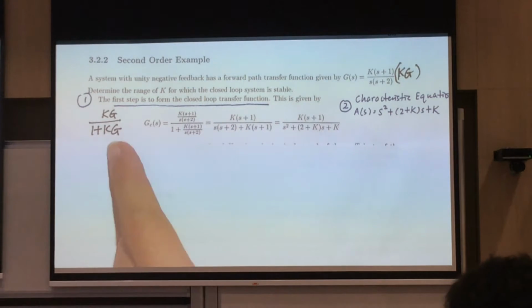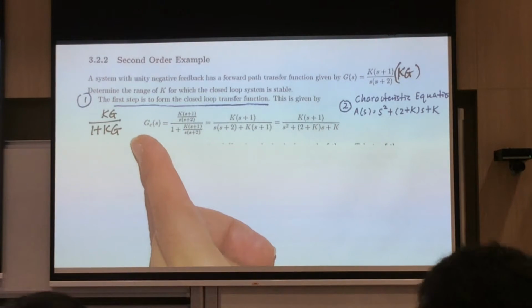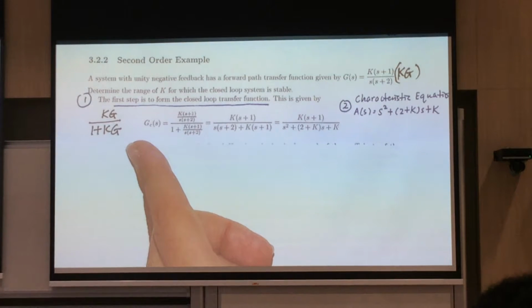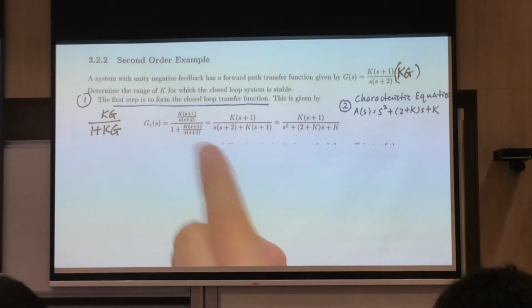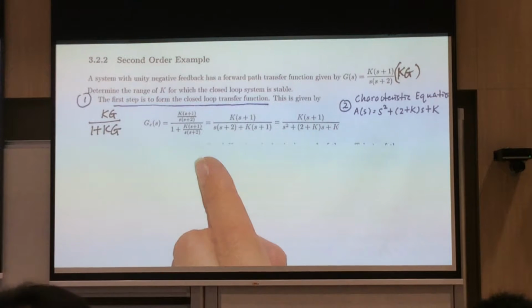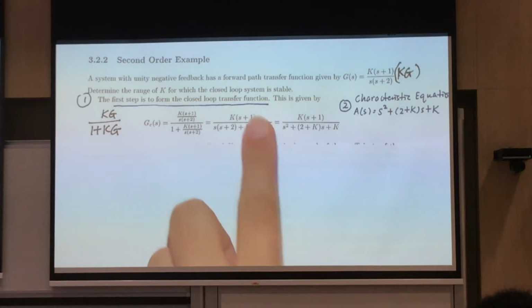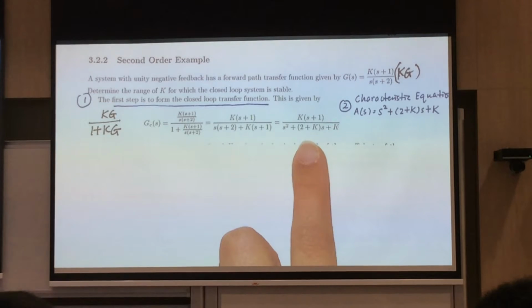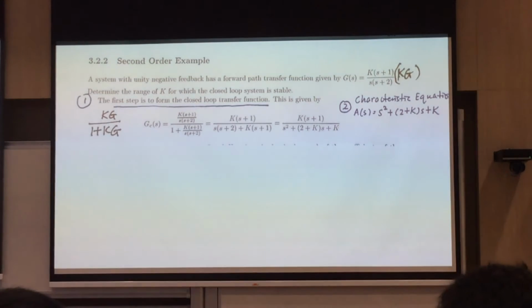I have told you in the last lecture that to form a closed loop transfer function, it is just KG over 1 plus KG. You still remember this? So just take this, which is KG over 1 plus KG, and then you simplify. Once you simplify this, you end up with K(s plus 1) over s squared plus (2 plus K)s plus K. This is your closed loop transfer function.